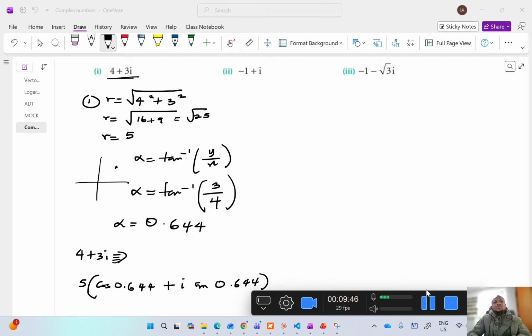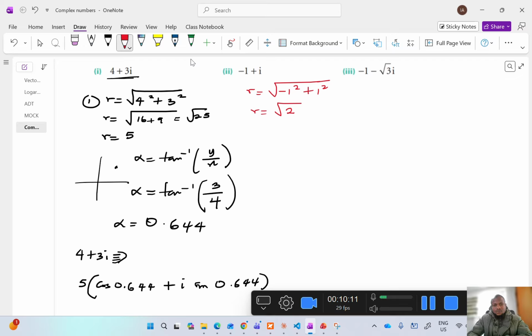Now the second example, which is minus 1 plus i. Like I told you earlier, find the modulus, which is the square root of x squared plus y squared. So r is equal to the square root of minus 1 squared, which is 1, plus 1 squared, which is 1. This gives me the square root of 2. Just leave it in exact form, root 2.